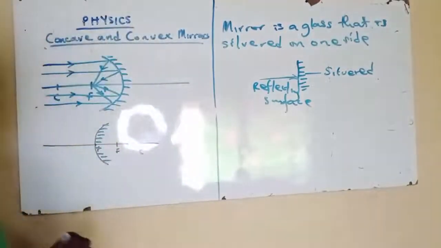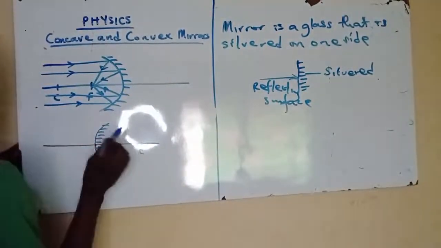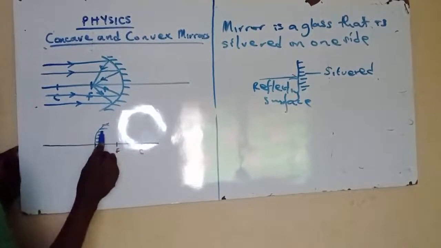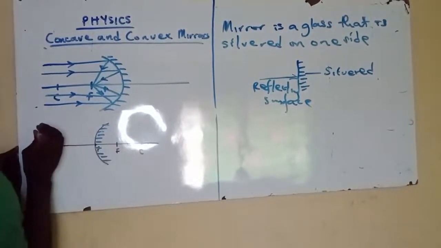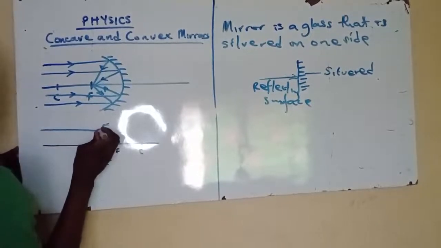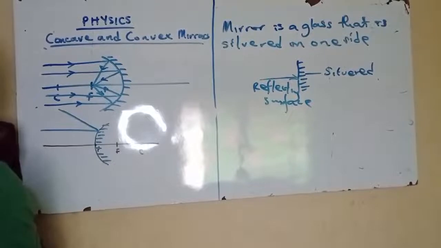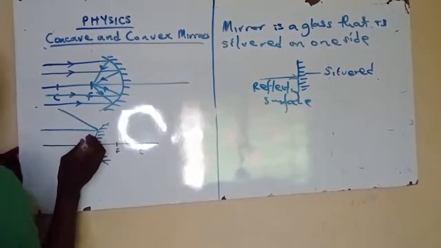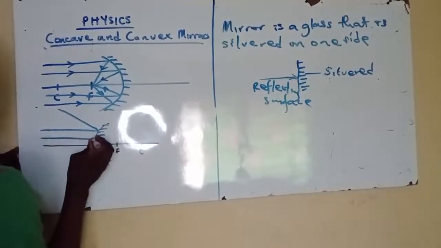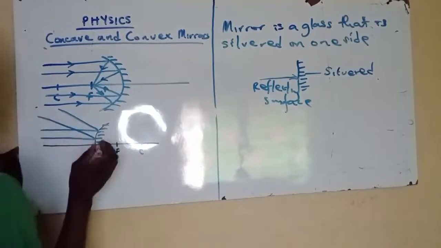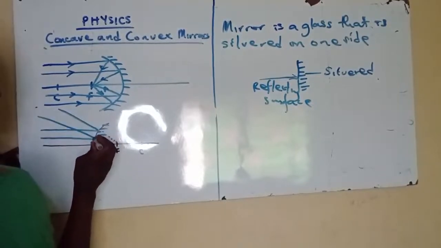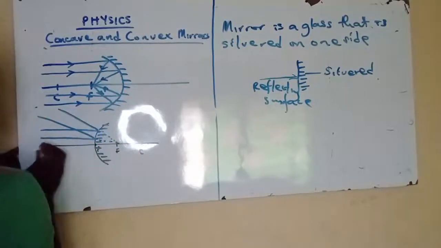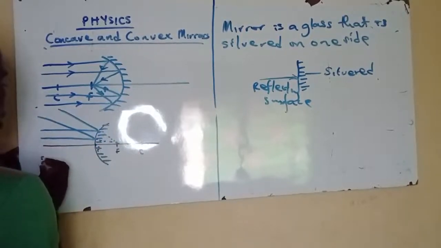For example, if a light ray is incident on the reflecting surface, on the silver surface, it is going to diverge. Another ray like this is also going to diverge. It looks as though the rays come from the focus, so they diverge downward from there, from the incident ray.